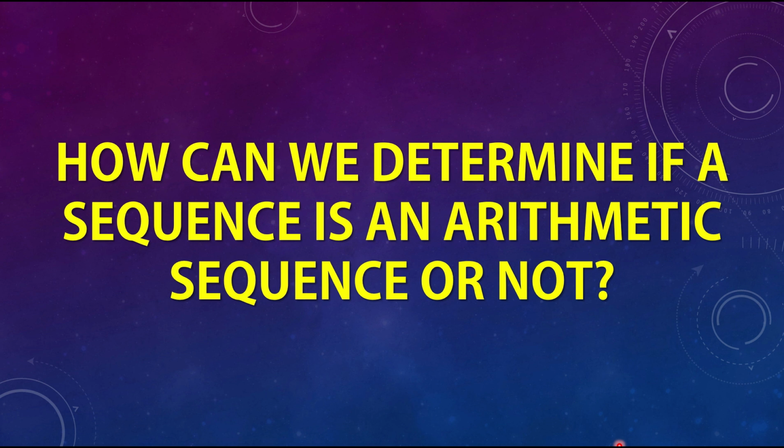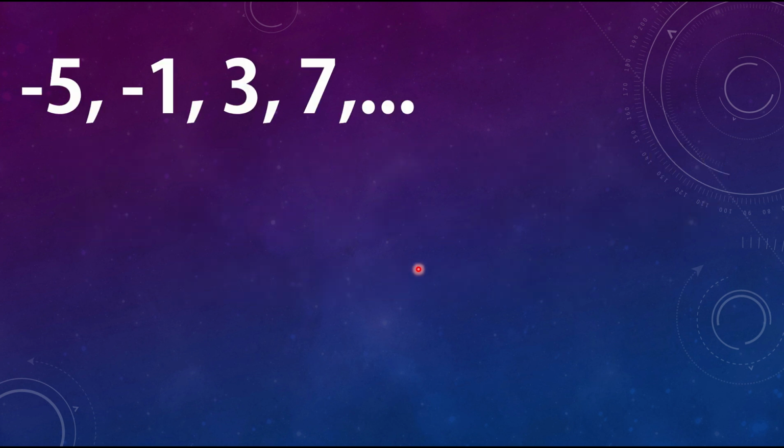How can we determine if a sequence is an arithmetic sequence or not? Let us try the following examples. Negative 5, negative 1, positive 3, and positive 7. Just like the previous examples, we just need to determine whether there is a common difference.